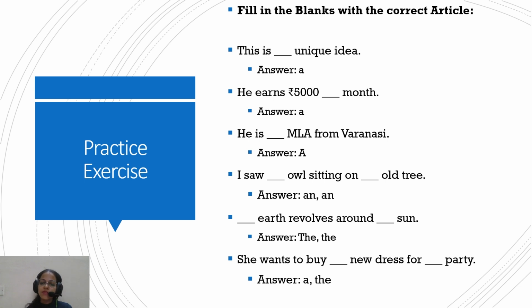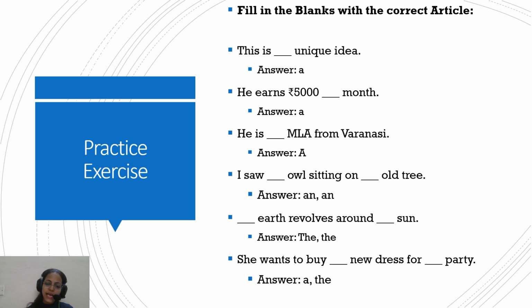He earns 5,000 a month. So we know with the numbers we use he. He's an MLA from Varanasi. So please correct the third statement. We say an MLA and not a. Please, my bad. In the third question, you say an MLA because we discussed it's MLA, M sounds like a, the first letter sounds like a vowel.